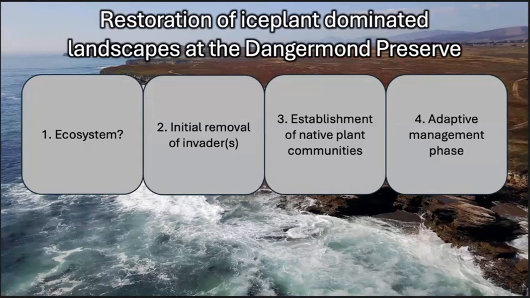When we think of restoration of ice plant and these coastal ecosystems, there are so many different factors to consider. What's the ecosystem we're actually trying to restore? Is it a grassland? Is it a wetland? Coastal sage scrub? How do we remove that ice plant, or whatever invader we're dealing with? How do we get native plants established? And how do we deal with secondary weeds coming in afterwards, returning ice plant, etc.?